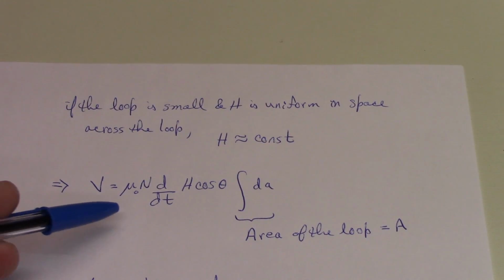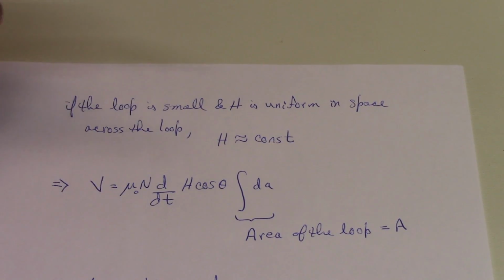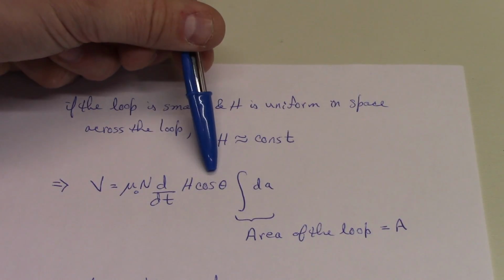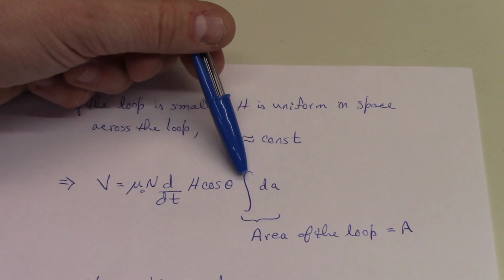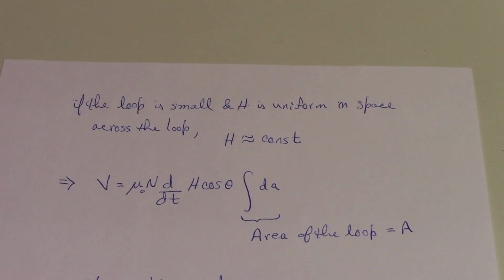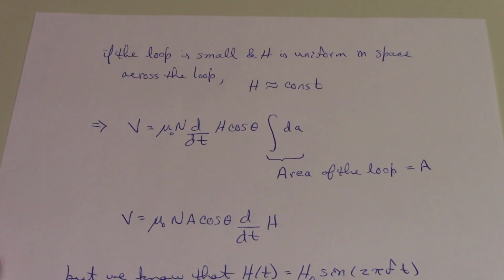So we're left with V being mu naught n d by dt, H cosine of theta from the dot product, and then the integral of dA. Well, that's just going to be the area of the loop, which we'll call A for a moment, and it will depend on the geometry of that loop. If it's circular, that will be pi r squared. If it's rectangular, it will be length times height, so on and so forth. And we're left with this.